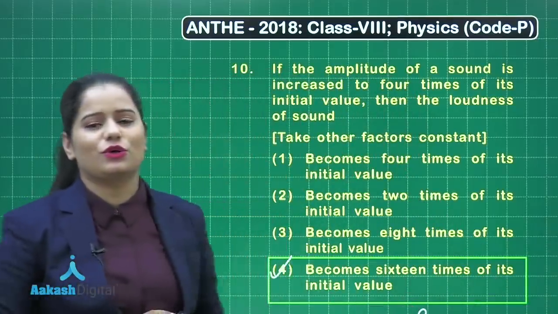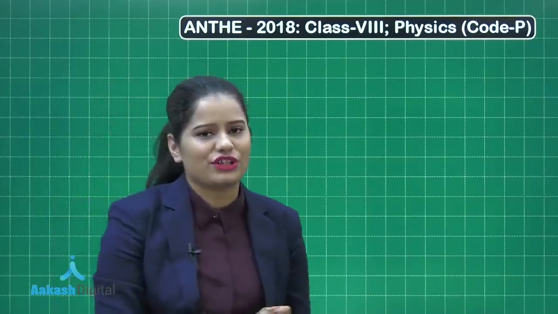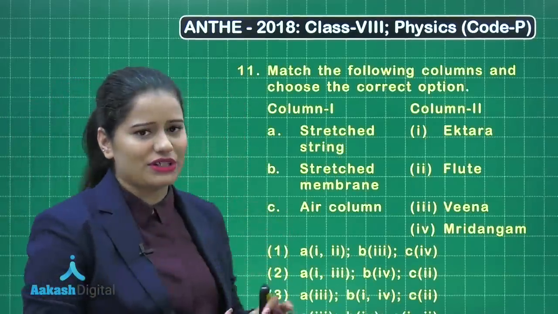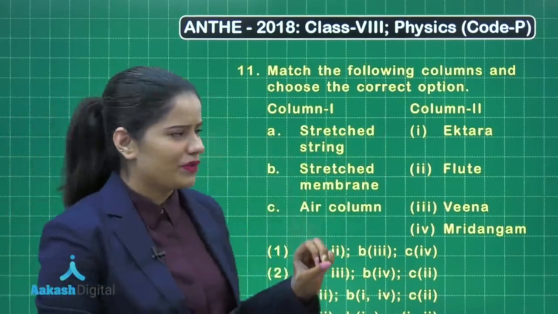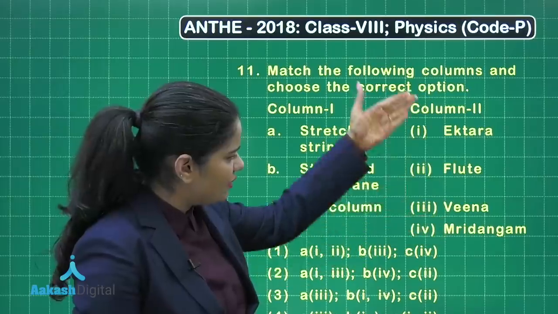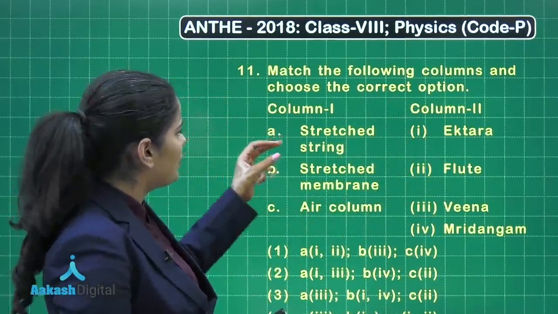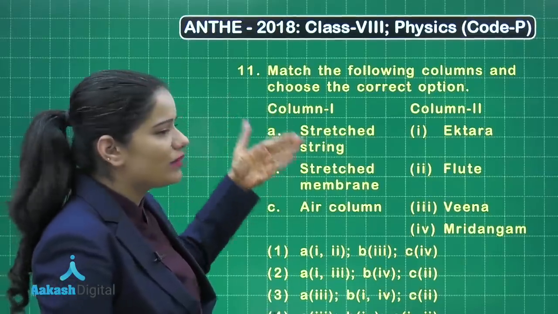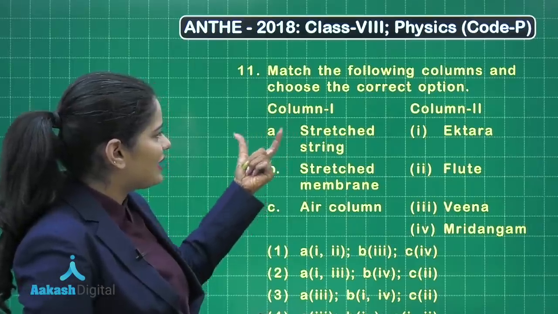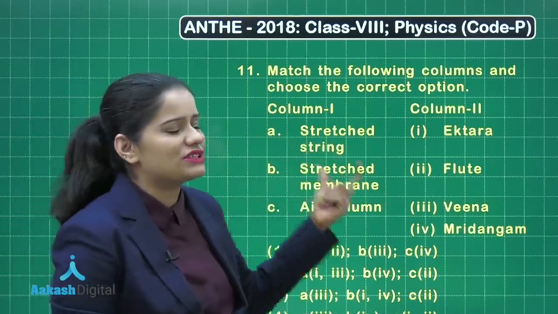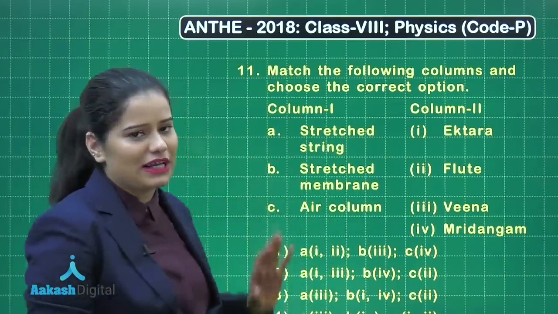Now let's discuss the solution for question number 11. So it's the time to solve question number 11. In this question we were given two columns, column 1 and column 2. In column 2 there are a few instruments written, and in column 1 we are given how the sound is produced in instruments. In part A, this talks about a stretched string. So you just need to link these two columns and pick up the correct option.